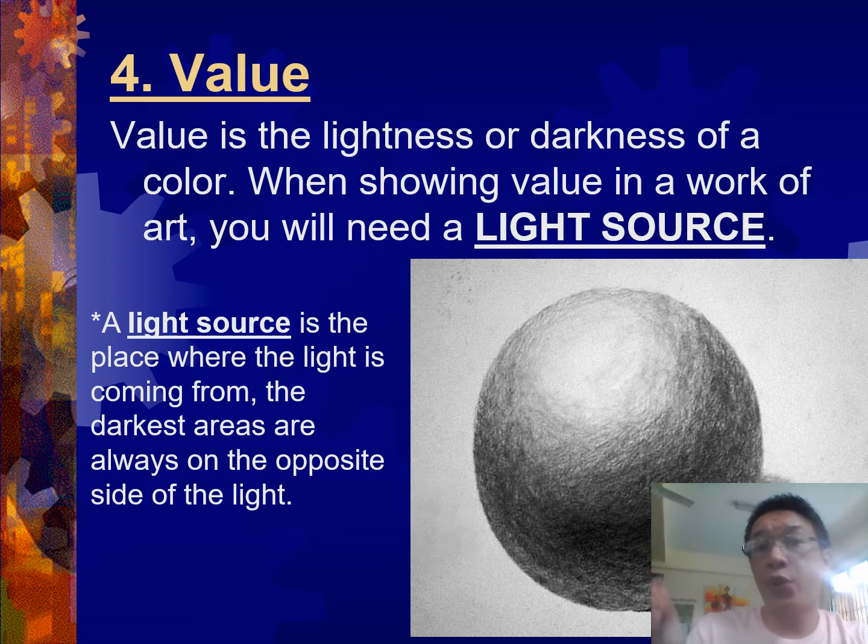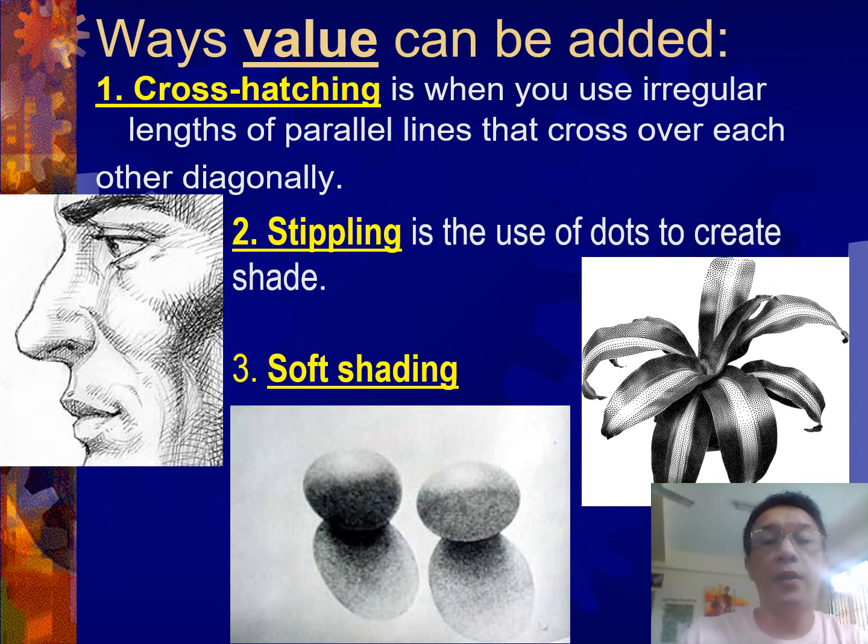And you really have to show it in the value, which is the darkest and the lightest area of a certain art or drawing or picture. Okay, we have ways value can be added. We have cross-hatching, stippling, and soft shading.